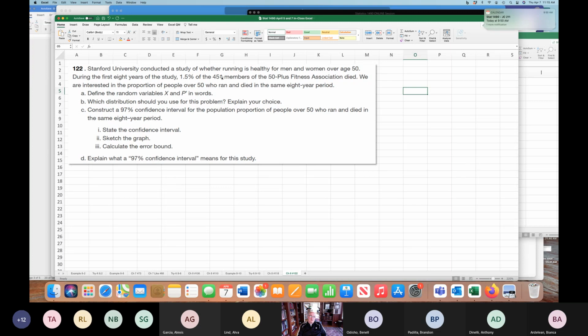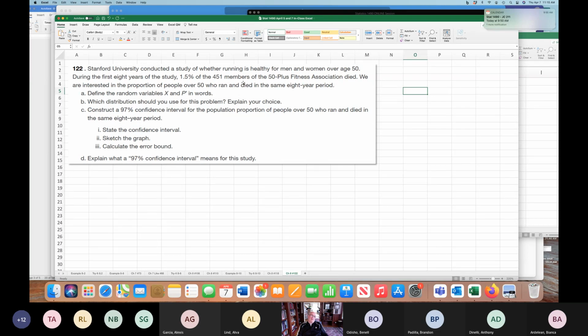Stanford University conducted a study of whether running is healthy for men and women over the age of 50. During the first 8 years of the study, 1.5% of 451 members of the 50-Plus Fitness Association died. Now they gave you the proportion, they didn't give you the number. We are interested in the proportion of people over 50 who ran and died in the same 8-year period. Define a random variable X and P in words. Which distribution should you use for this problem?